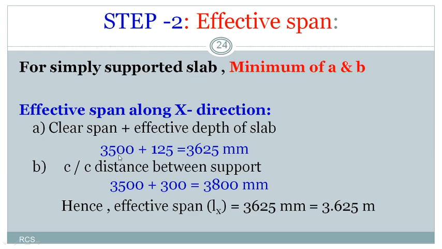Clear span is 3500 mm in the x direction and the effective depth of the slab is 125, which we have assumed here. So the total is equal to 3625 mm.